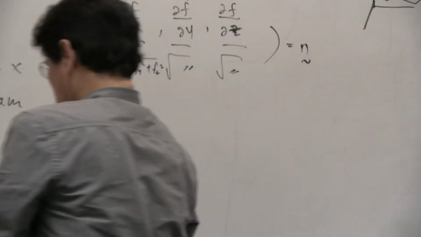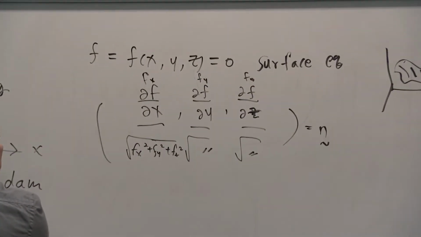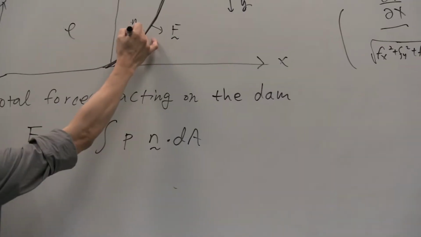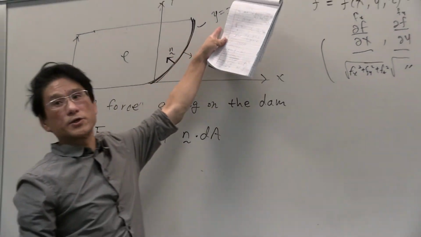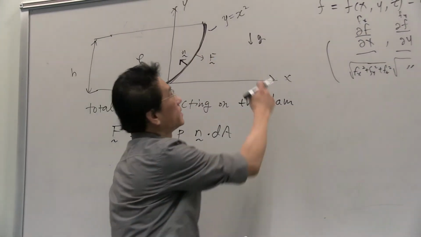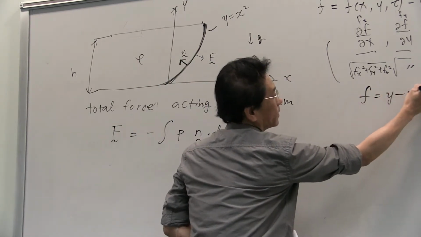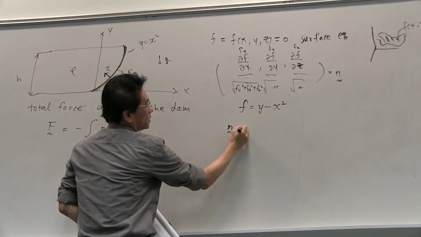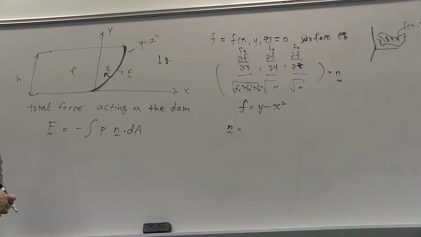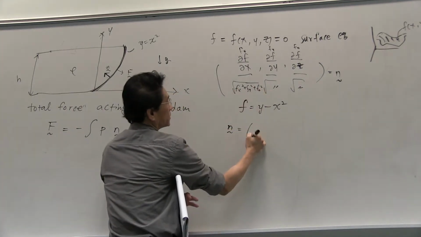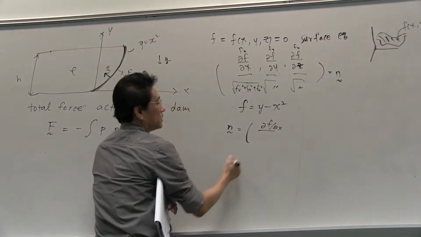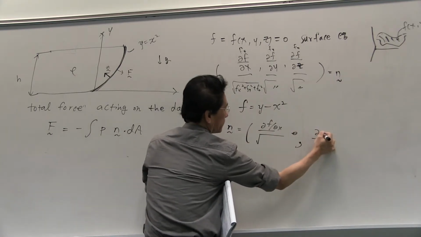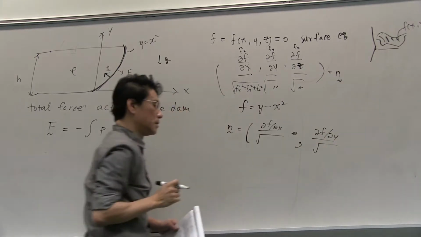Anyway, now let's find the normal for the surface, in this direction. You have y equals x squared, which is your surface function. So f is y minus x squared. Let's get the normal now. Fortunately this is 2D, so you don't need to worry about z, only the x and y components. So your normal must be df dx over the magnitude, which is the x component, and df dy over the magnitude, which is the y component.